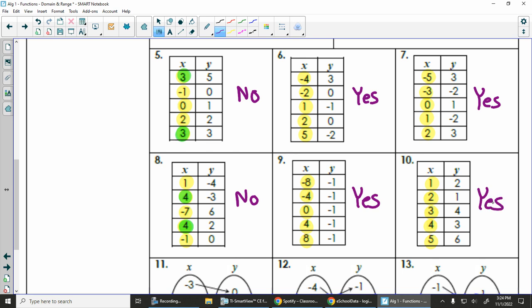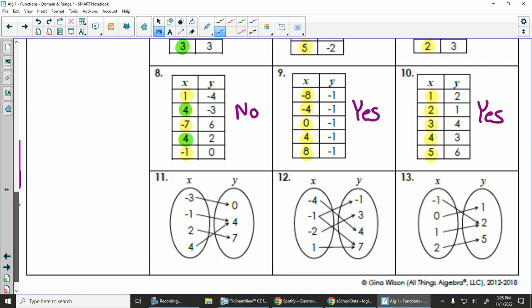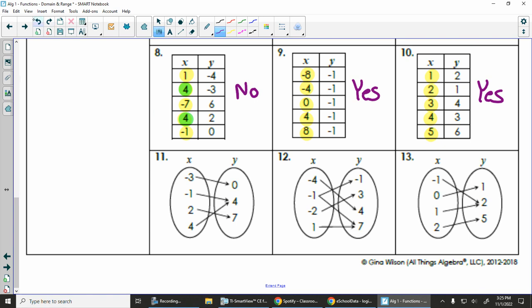Okay, so 1 through 4 gave us the information as ordered pairs. 5 through 10 gave us the information as a table. Now the last 3 we see here on the page, 11, 12, and 13, are going to give us the information shown to us as a mapping diagram. And we talked about this in an earlier lesson where a mapping diagram can be used to determine if something is or is not a function.